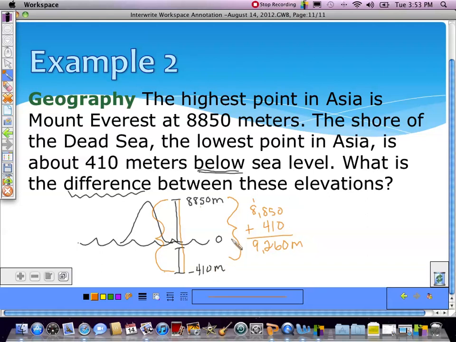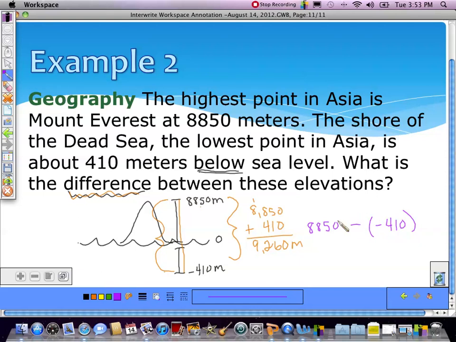Now, if I were going to write the formula, this is how I would do it. We are looking for the difference, so that means we're going to subtract. So we'll use the subtraction sign. You're going to subtract your highest number minus your lowest, as you normally would. So we've got 8,850, and we're going to subtract a negative 410. Because this integer is negative, I'm going to put parentheses around it just to separate my symbols here.